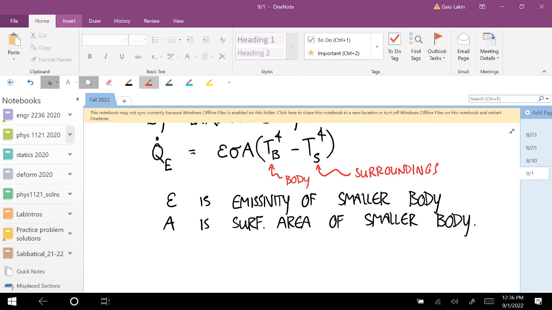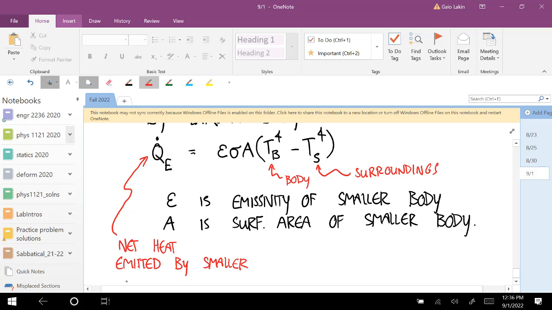Okay, and remember that this is the net heat emitted by the smaller body. In all of these cases, once you calculate that Q dot, you need to think about the sign and how it relates to what you've chosen as your system. You can't trust the signs on any of these for the first law.